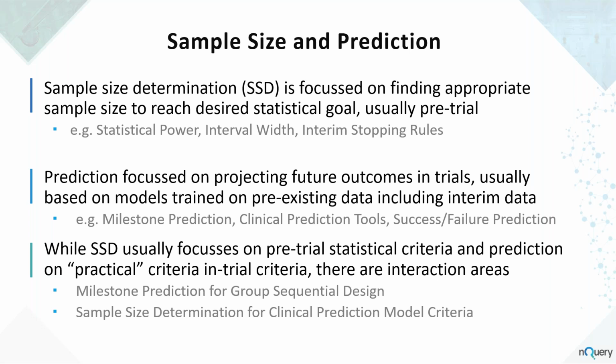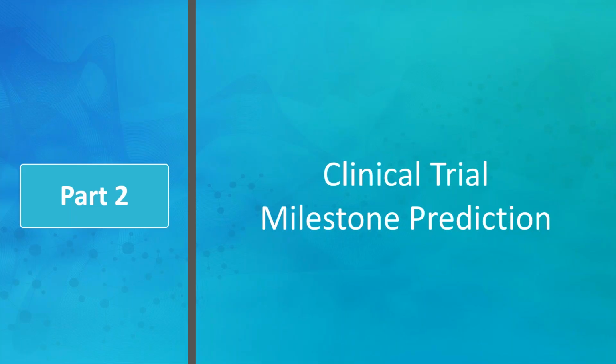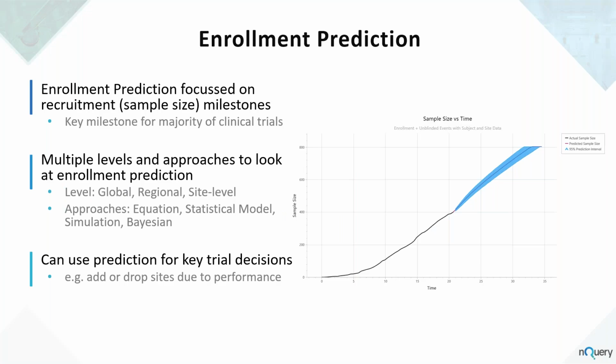So the two interaction areas we're going to talk about today, as I mentioned earlier, are the milestone prediction for group sequential design and sample size determination for clinical prediction model criteria. So we'll get straight into the first case study, clinical trial milestone prediction.